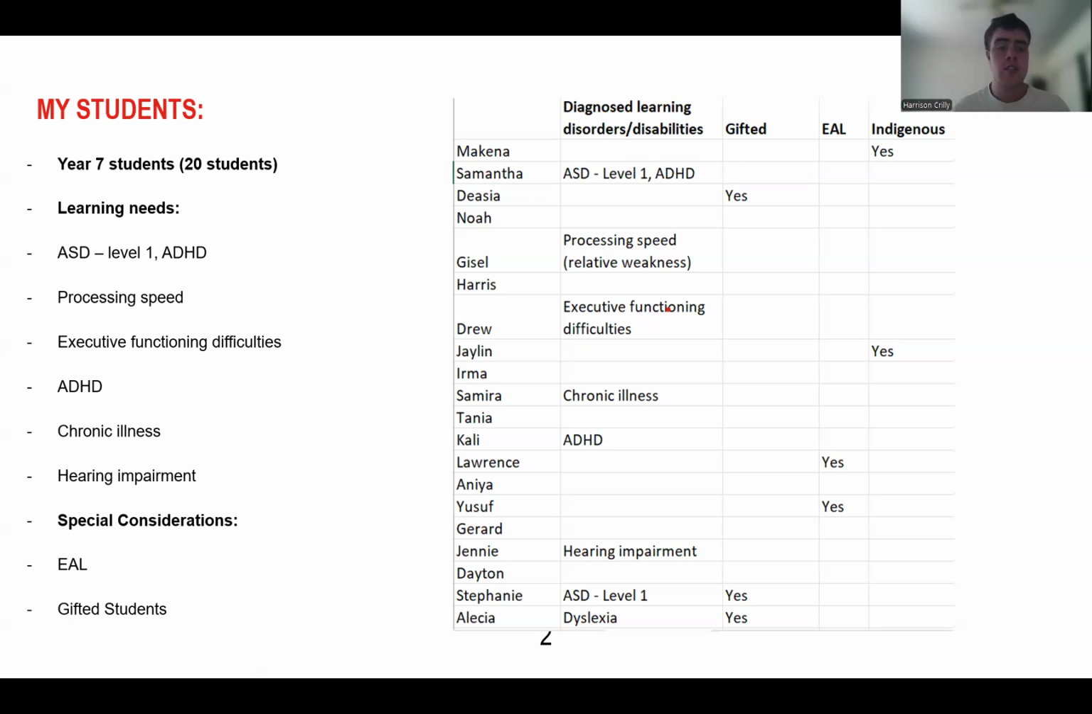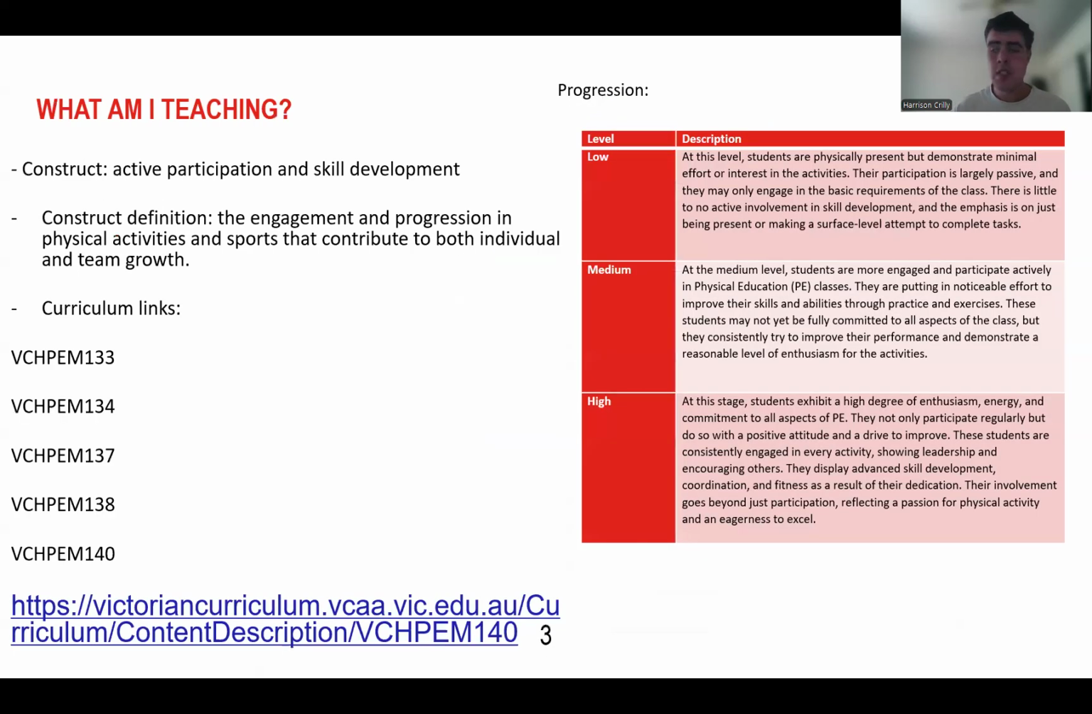And then for special consideration students, English is another language. So there are two students with English as another language. It's very important, once again, that I use visual cues and also offer little symbol cards so that they can communicate with me. And my gifted students, it's very important that I extend them in activities that they are advanced at to ensure that they are learning above their current level.